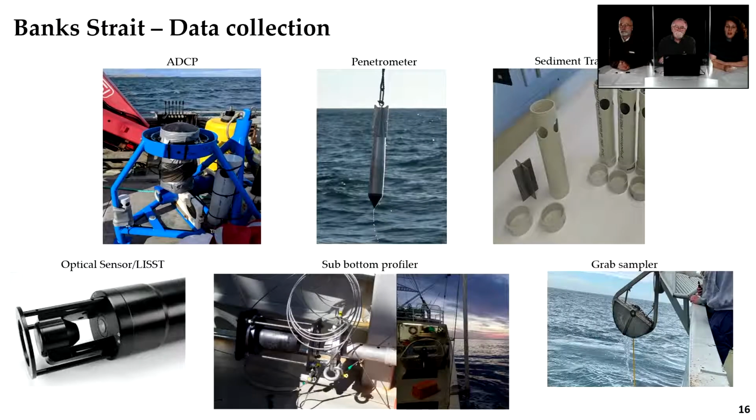And we use a large set of instruments. The first one is an ADCP, an Acoustic Doppler Current Profiler, an instrument that measures current speed. In the middle, with a rocket shape, is a penetrometer to measure the strength of the floor. Then sediment traps I designed with the detection team of IMC to get information about the grain size distribution. At the bottom, an optical sensor with a laser gives information about the particle size distribution. In the middle, a sub-bottom profiler characterizes the seabed. And then a grab sampler gives information about the grain size.